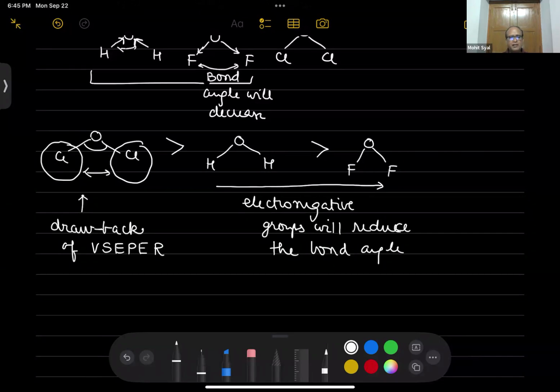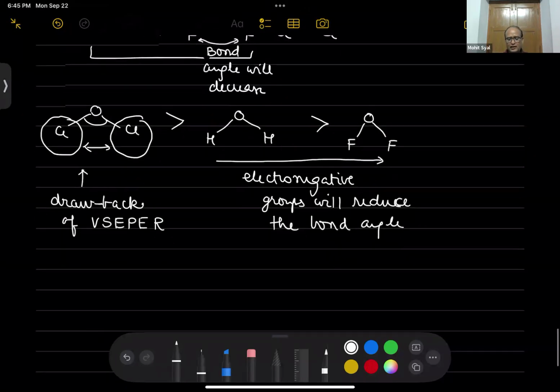Okay, it is not able to predict the magnetic behavior correctly. It is not able to predict the bond angles correctly if you have very big atoms. Okay, or bigger atoms, the bond angle is not as per the expectation, where the steric repulsion is very, very high. Got it? Is it clear or not? Any doubts in this?